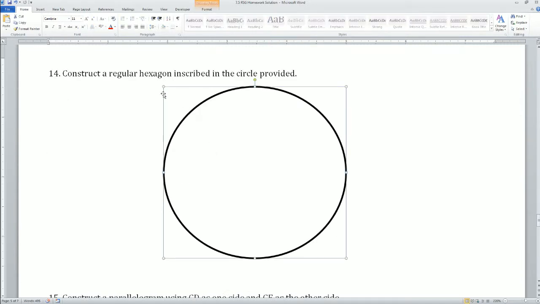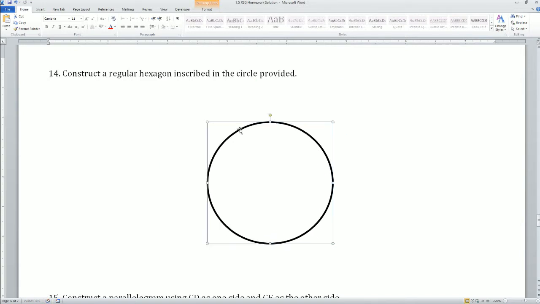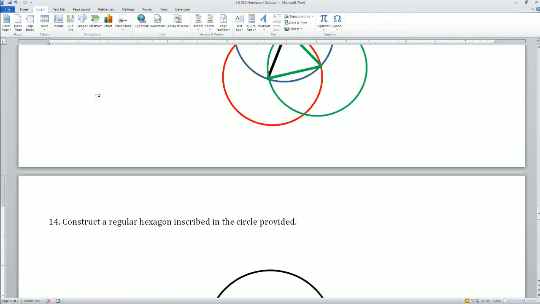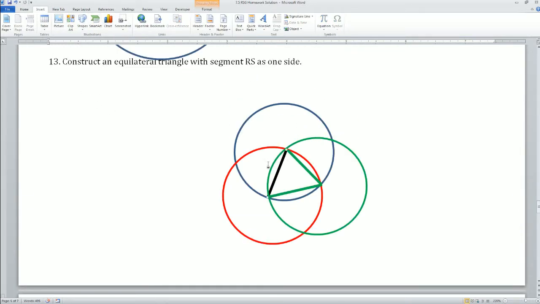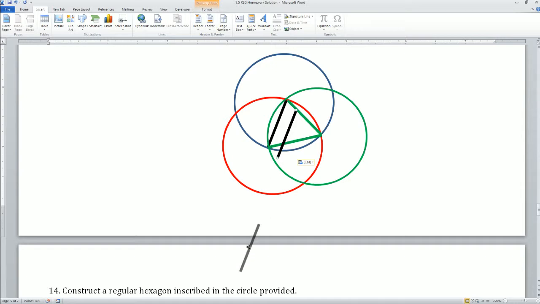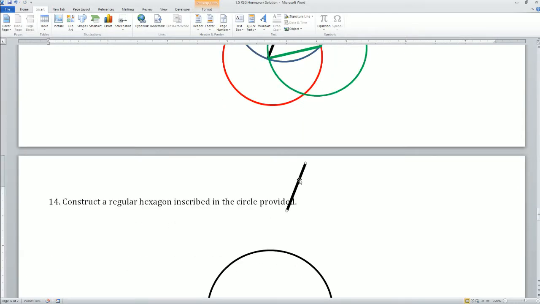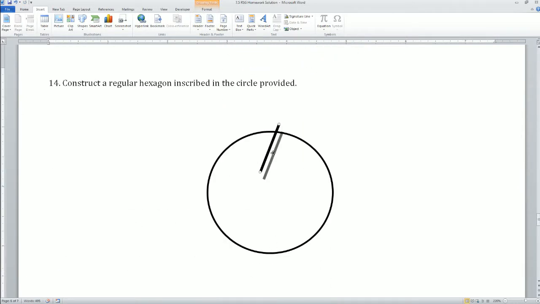Next, let me scale this down a little bit, much better. Alright, construct a hexagon. Very straightforward. Let me grab this right here and bring it down here. From this circle that we have, and we have the point, going from the center, I can construct a radius, right? I can construct multiple radii.